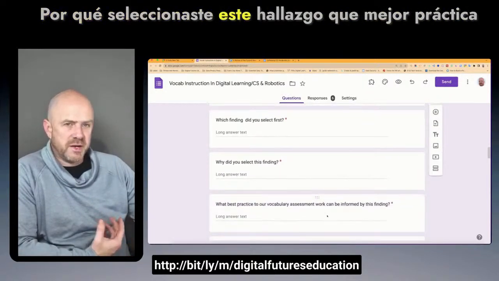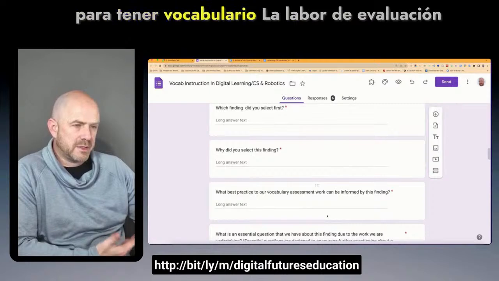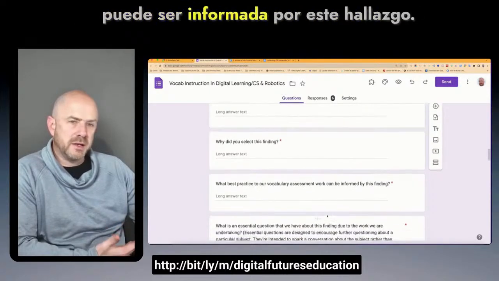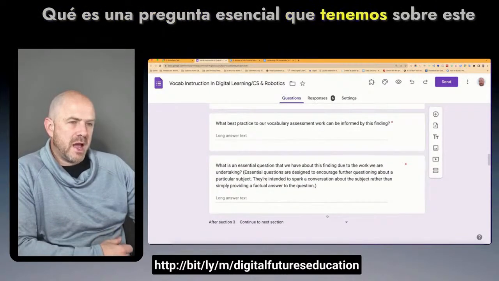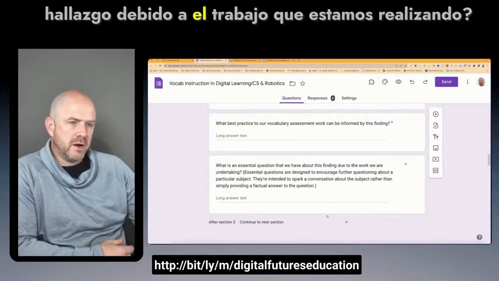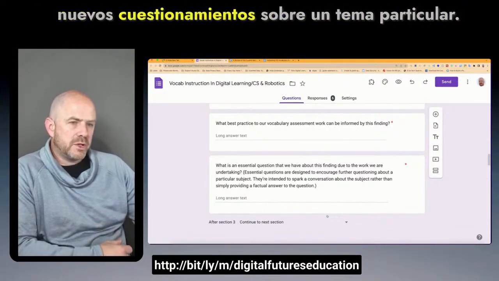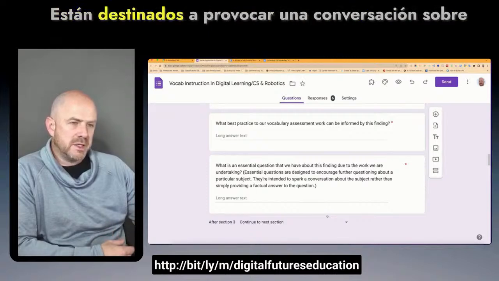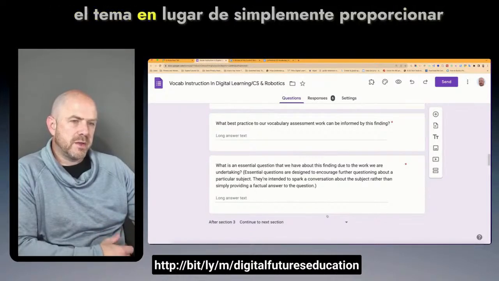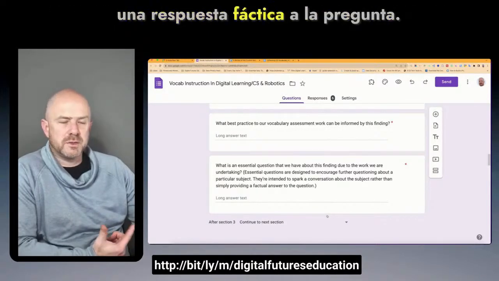Why did you select this finding? Which best practice to our vocabulary assessment work can be informed by this finding? What is an essential question that we have about this finding due to the work we are undertaking? Essential questions are designed to encourage further questioning about a particular subject. They're intended to spark conversation about the subject rather than simply providing a factual answer to the question.